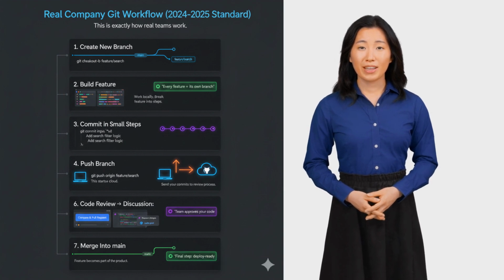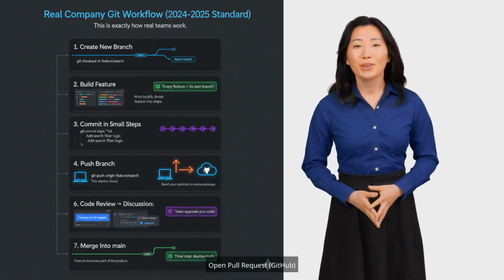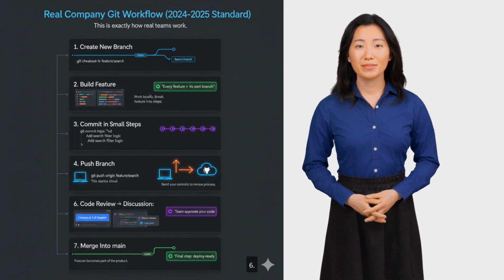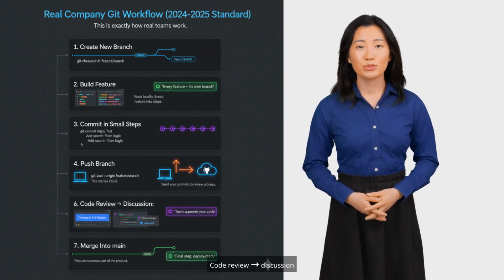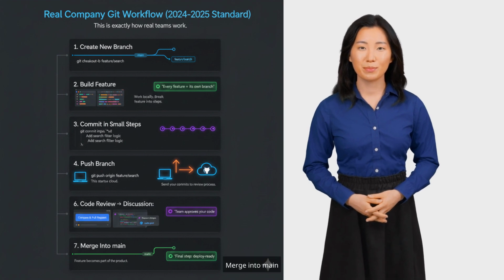4. Push branch: git push origin feature/search. 5. Open pull request on GitHub. 6. Code review, discussion. 7. Merge into main.